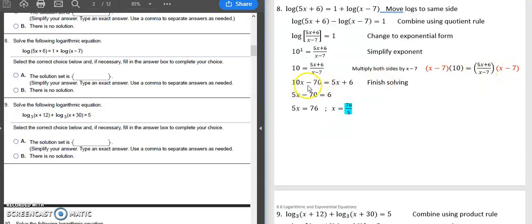So now we have 10x minus 70 equals 5x plus 6, and now we can just finish solving the equation from here. So now we'll have 5x minus 70 equals 6. We can add 70 to both sides and then divide by 5. Our final answer is going to be 76 over 5.